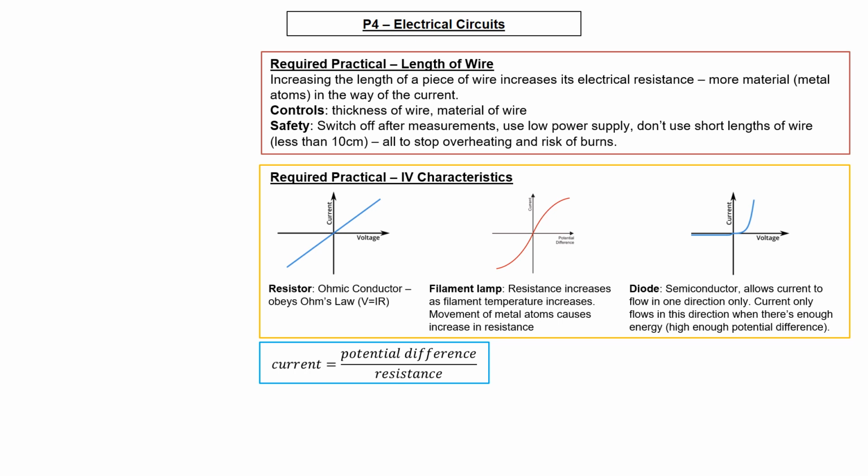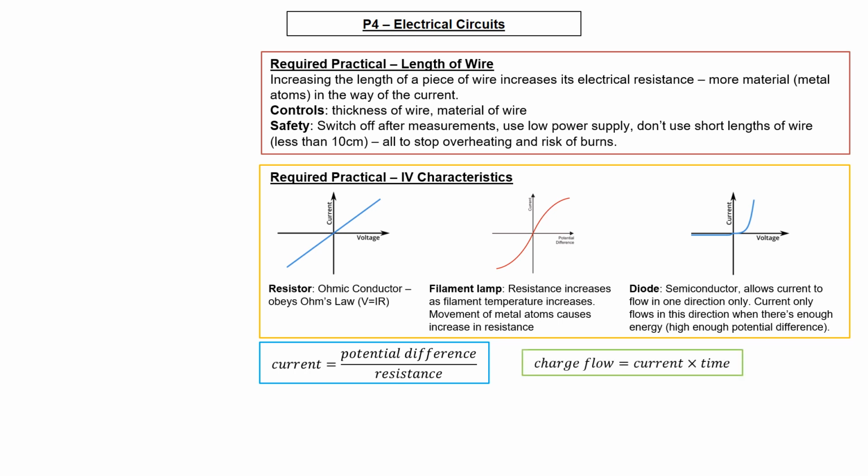The last one is a diode. Most of them are now semiconductors, and they allow current to flow in one direction only. Current only flows in this direction when there's enough energy. You could think of it as that little dude that I've shown you before, flinging things from one side to the other. Work needs to be done to get the charge from one side to the other. You need to have some energy going into it.